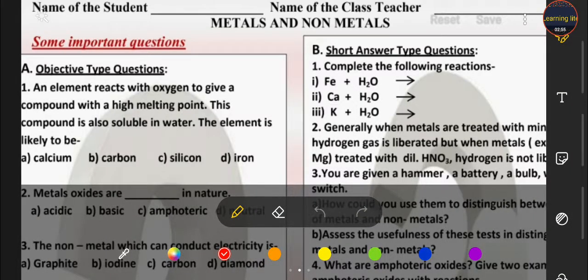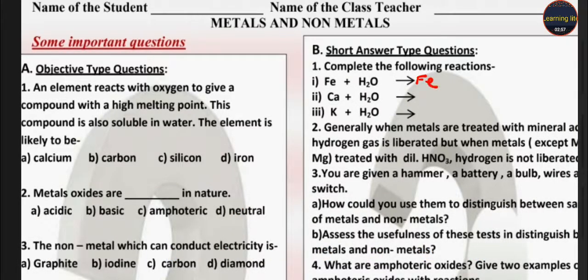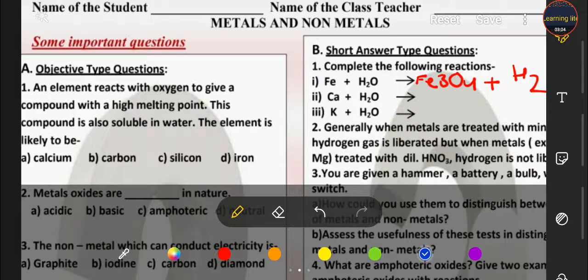Again we write here Fe3O4 plus H2. Now we balance it. 4 H2 here, 4 H2 here, 3 Fe here. Okay, this is our equation.